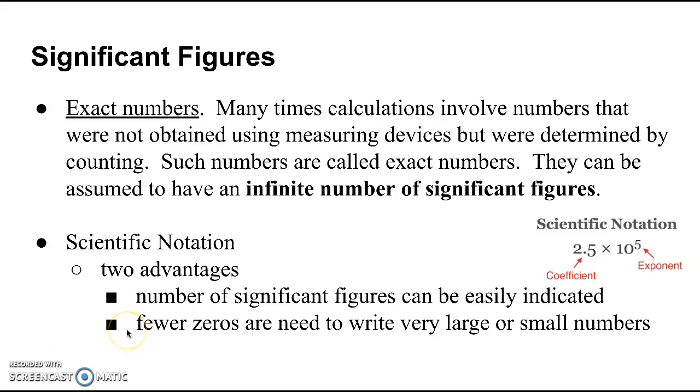And then the other advantage is that fewer zeros are needed to write very large or very small numbers. We deal with those a lot in chemistry, so we'll use this quite a bit.